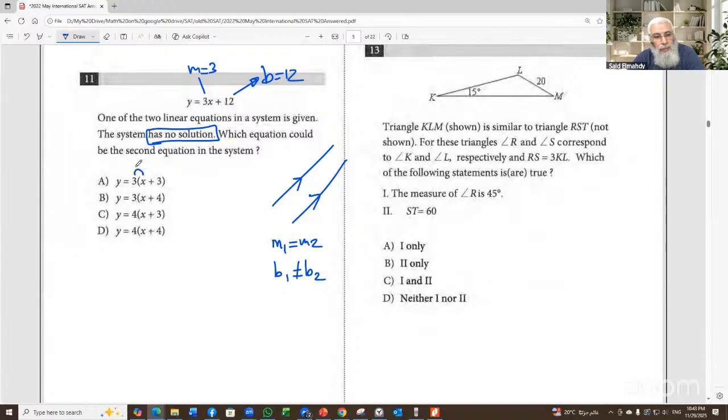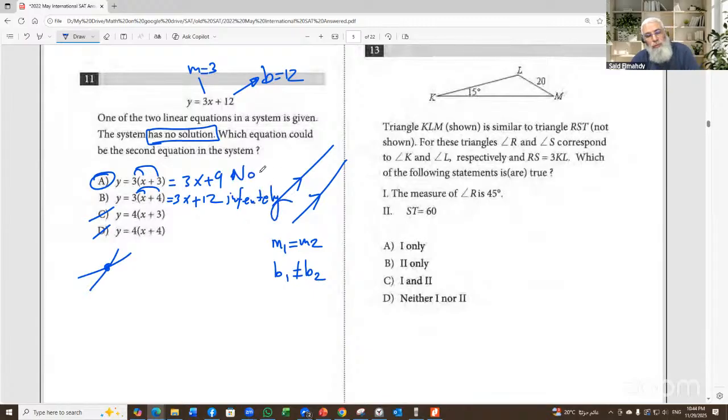So this is 3x plus 9. So this is parallel, correct? But this one, 3x plus 12, is infinitely many solutions. 4x and 4x, these have different slopes, so they will have one solution. This one is infinitely many solutions. We need no solution. This is no solution because b1 is not equal to b2. 12 is not equal to 9.